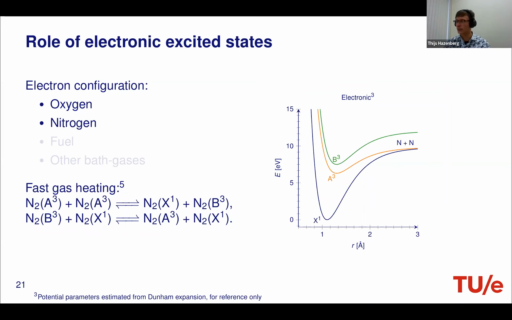A large part of our gas in air is, of course, nitrogen. These nitrogen electronically excited states are at a significantly higher energy level than in the case of oxygen. In the case of oxygen, they are at around 1 electron volt, the lowest. But in the case of nitrogen, they are above 6 electron volts. They are that high that they are even above the dissociation energy of oxygen molecules.